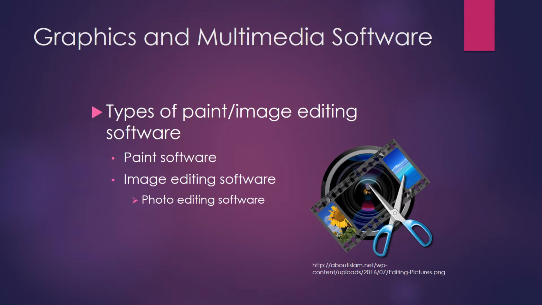Image editing software provides the capabilities of Paint software as well as the capability of modifying existing graphics. One popular type of image editing software, called photo editing software, allows you to edit digital photographs by removing red eye, adding special effects, or creating electronic photo albums.